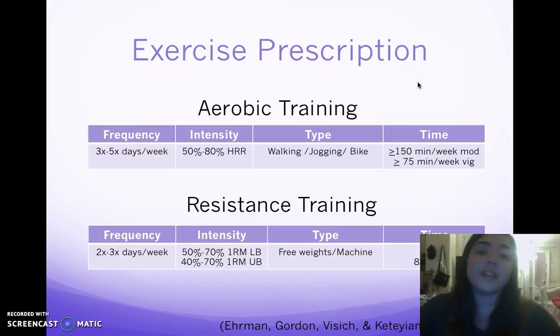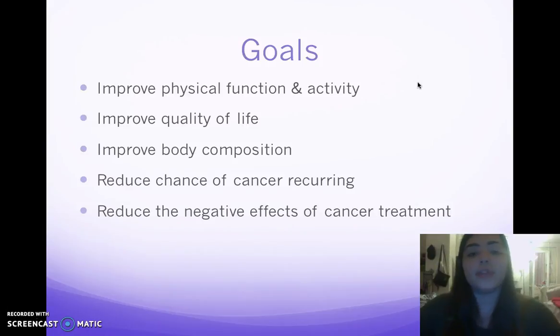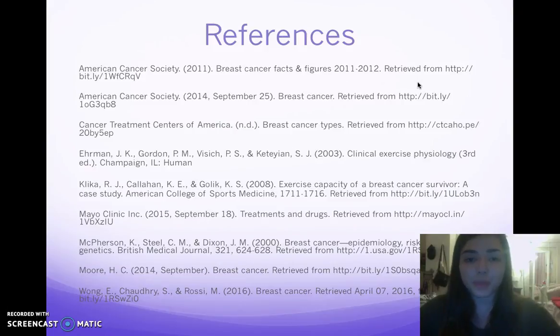And staying active will help her reach her goals, improve her physical function and activity, improve her quality of life, and reduce her chance of cancer recurring. And it can also reduce the negative side effects of cancer treatment. So that is the end, and thank you.